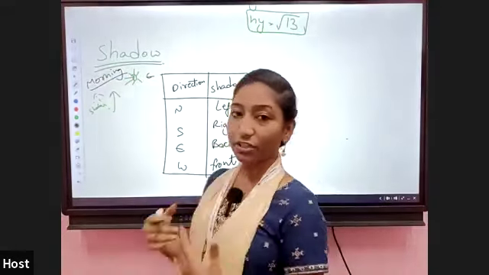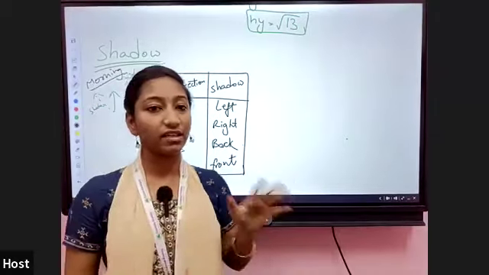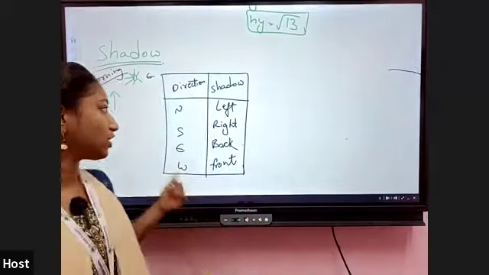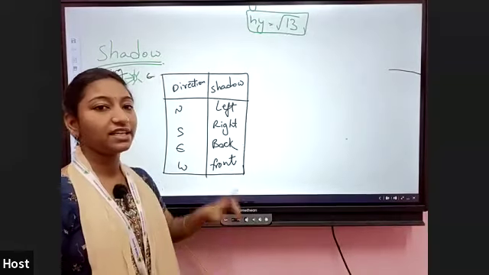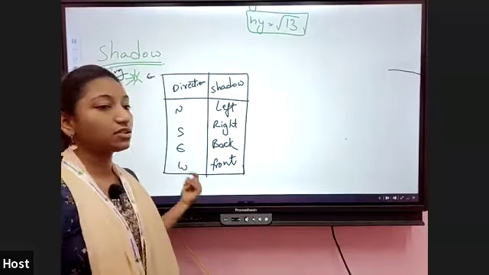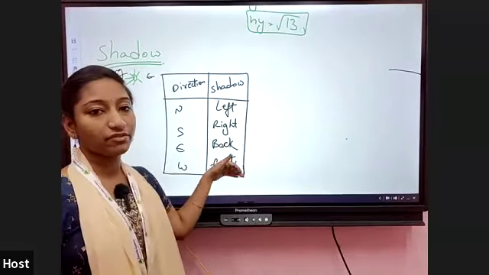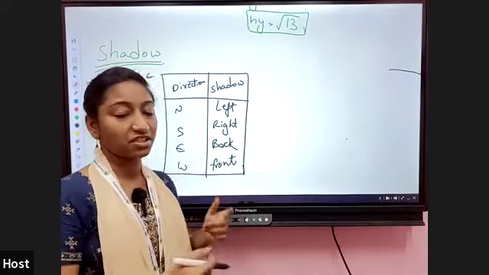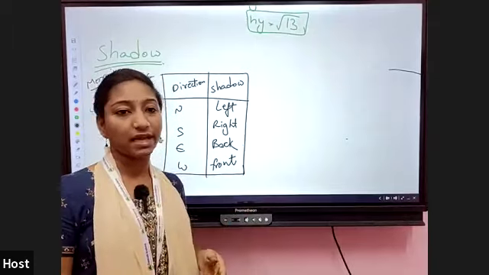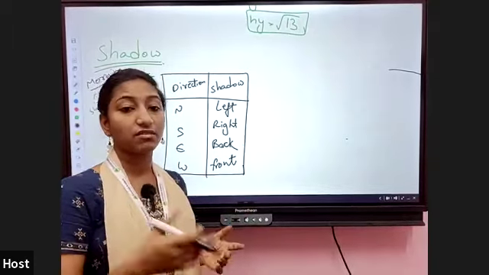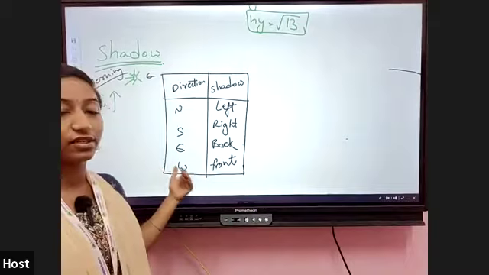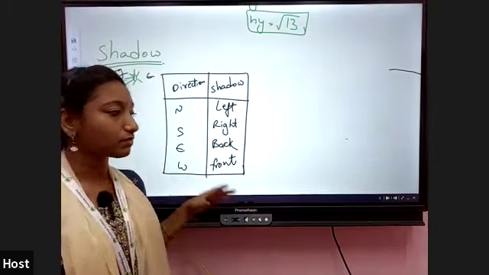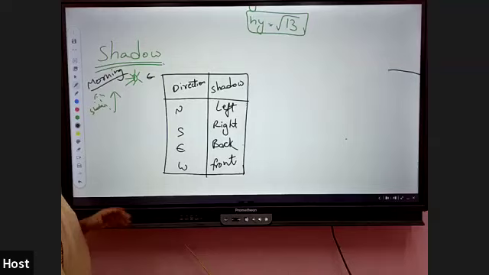So in the morning, when we turn to the north side, our shadow will fall on the left side. When we turn to the south, our shadow will form on the right side. When we turn to the east direction, our shadow will form at the back side. When we turn to the west direction, our shadow will fall at the front side. So this is the morning time.